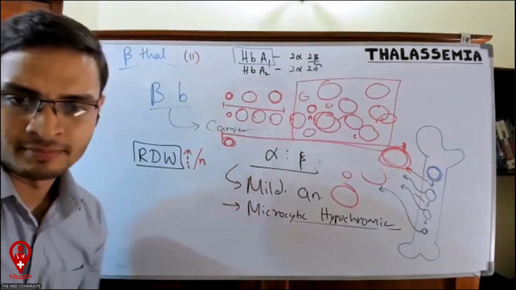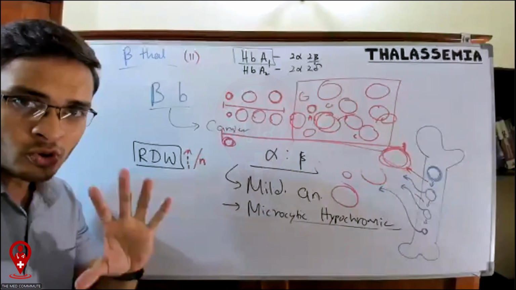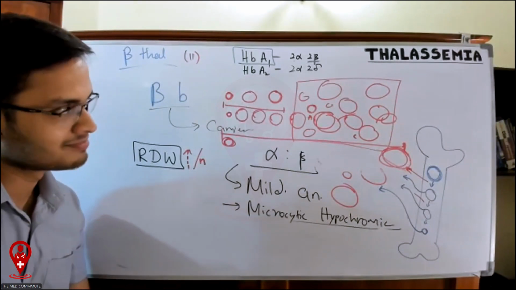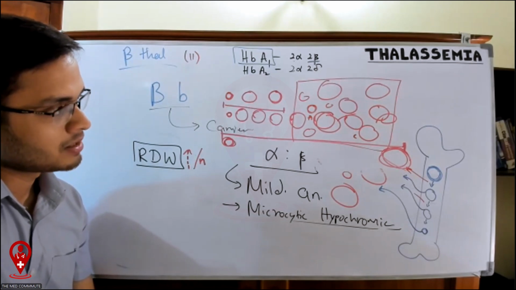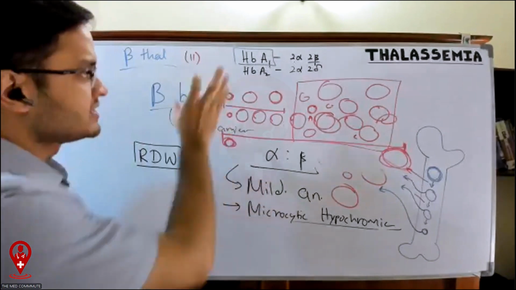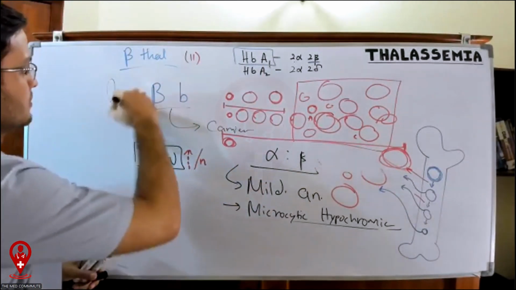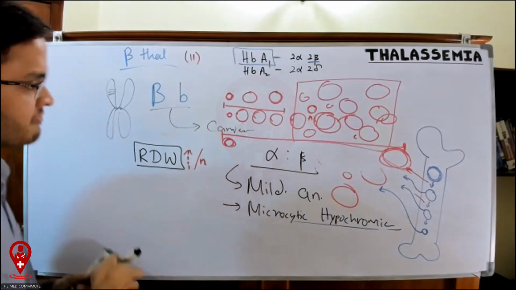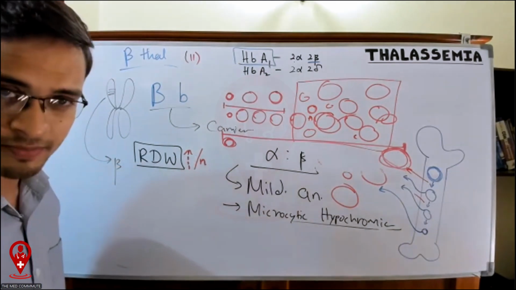Is that clear? Right? Now, yes, any question? Can you explain again why the reticulocyte distribution width remains normal? Because in thalassemia minor, the genetic defect is not that much, right? If you take the chromosomes, one is functioning normally. If one is functioning normally, we still have some beta chains being produced, right?